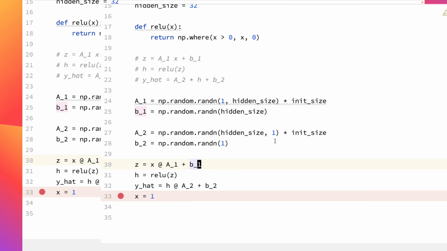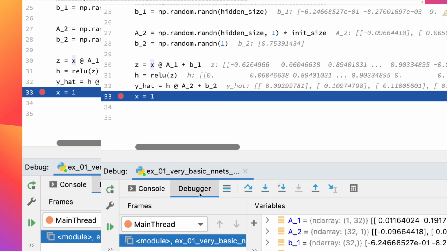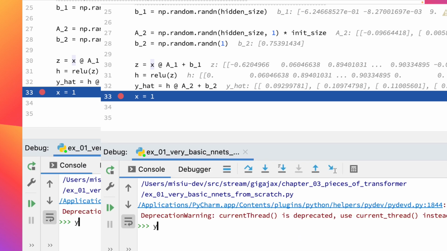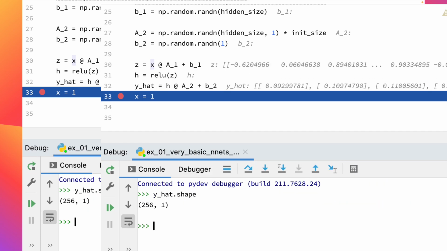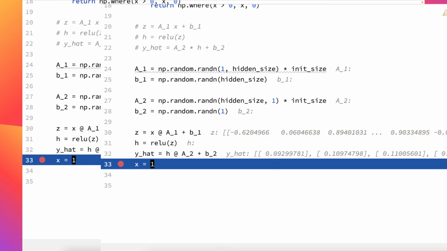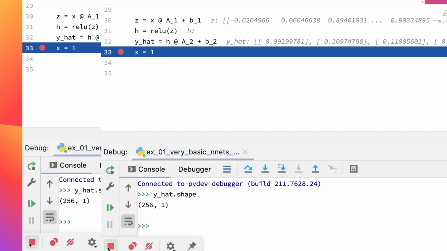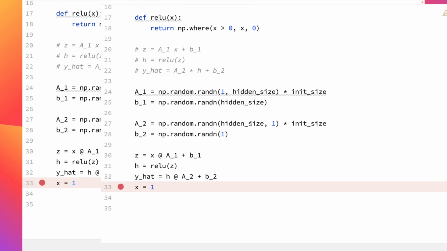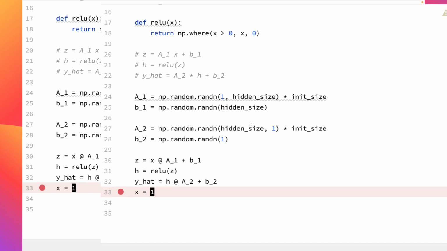Okay. Let's see if it works. What's the shape of this guy? Perfect, perfect. Okay, then, this is so distracting, so I will just close it. Can I make it a little bit smaller? It's a little bit too huge, right? Anyway.